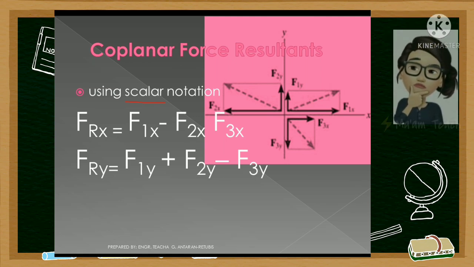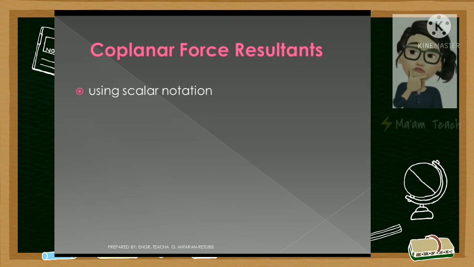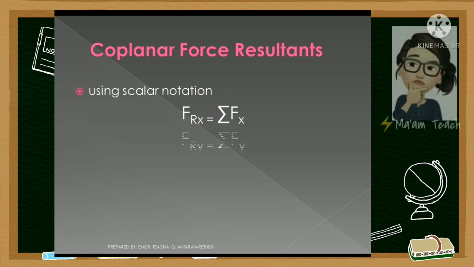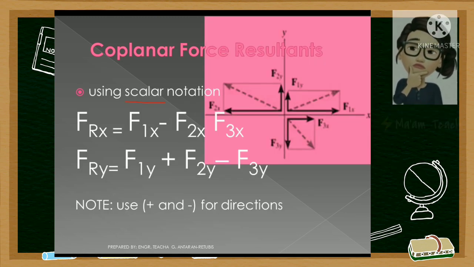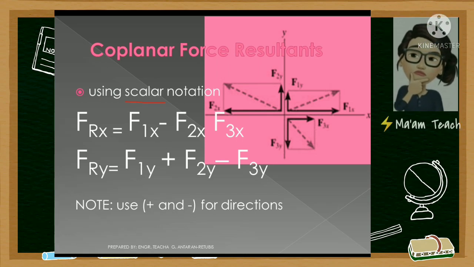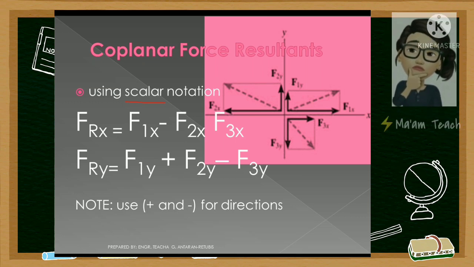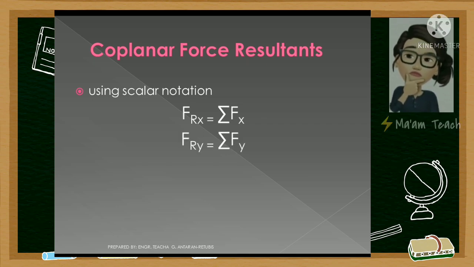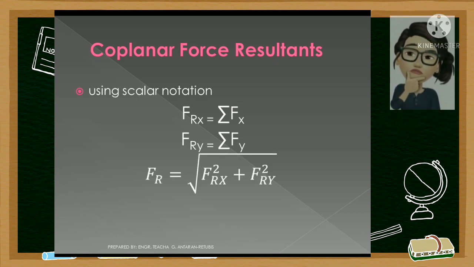Or simply, class, to summarize, in scalar notation, you simply have to get the summation of all the f of x, or the x component, and for the y, sum of it also. Take note, class, we have to use positive and negative for the directions. Like we have said, if it is downward and to the left, it should be negative, but if to the right and up, it will be positive. Now, this is the magnitude, class. Magnitude of the resultant force. This is how we solve for the magnitude.